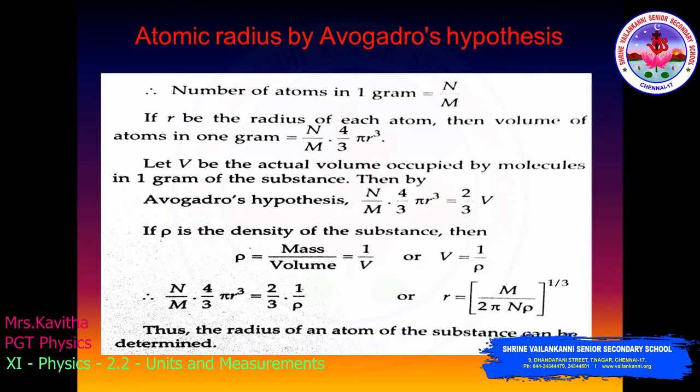So the radius of each atom, with the help of this formula, we can arrive at r equal to (3m by 2 pi N rho) whole power 1 by 3, the cube root. So this is how the radius of an atom of the substance can be determined.